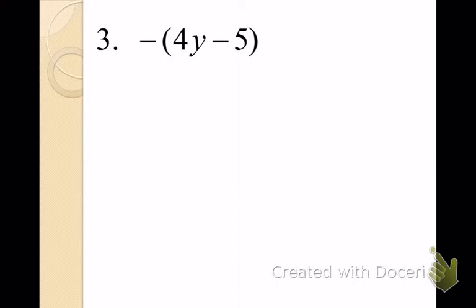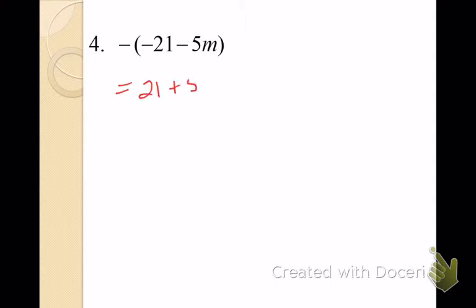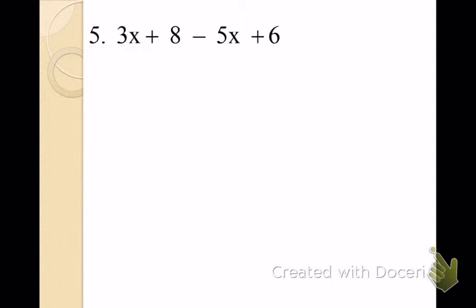What's going to happen here? There's really a 1 out front, right? So distribute, distribute. We get negative 4y plus 5. Negative 1 times 4y is negative 4y. Negative 1 times negative 5 is positive 5. What happens here? We end up with positive 21 plus 5m when we distribute that negative. Okay. All right.